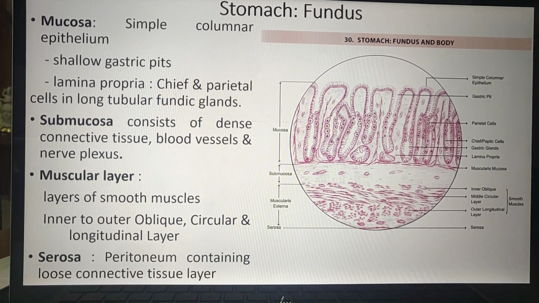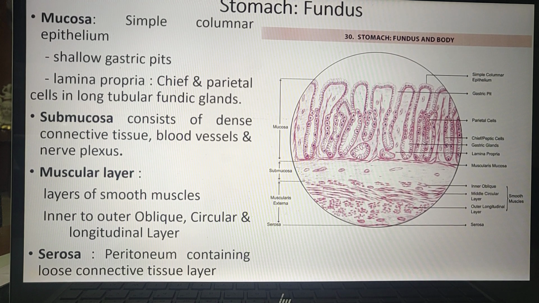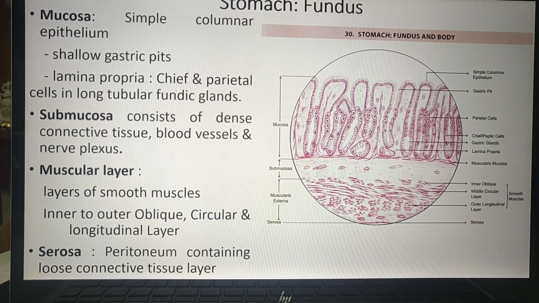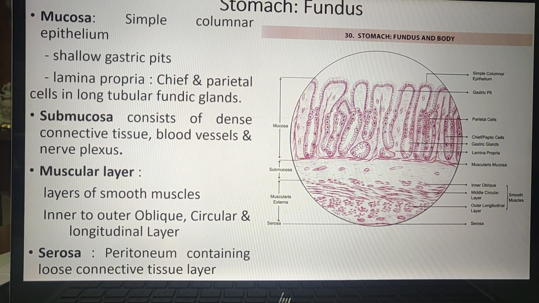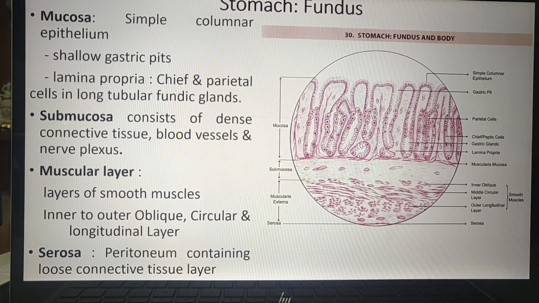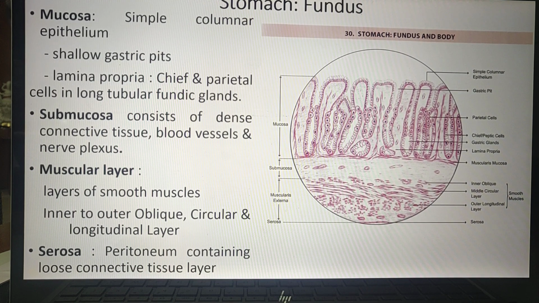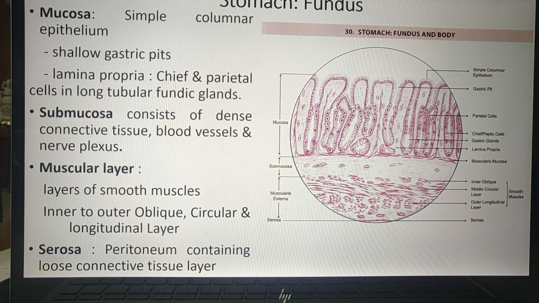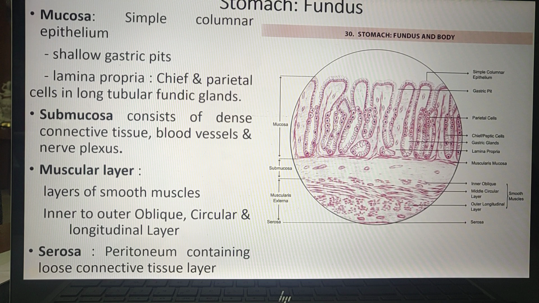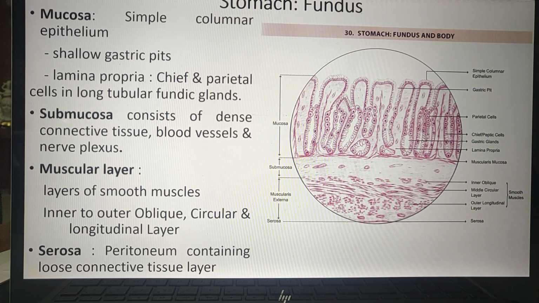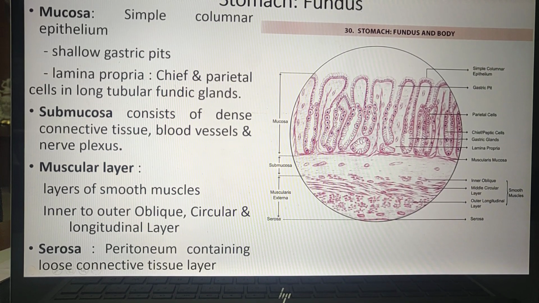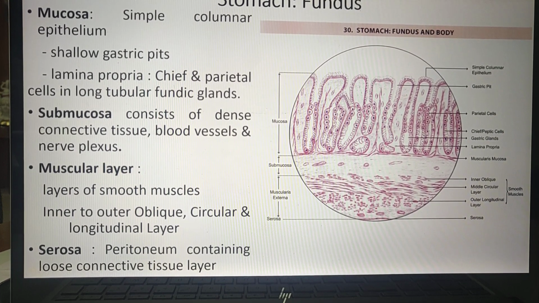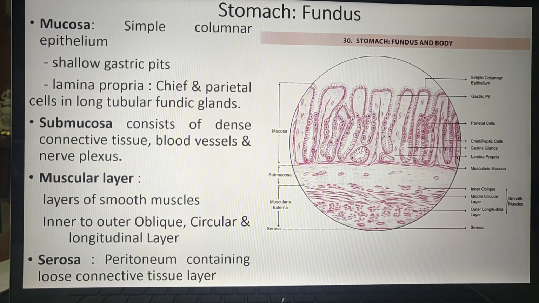The second thing you have to remember is that most of the gastrointestinal tract is lined by simple columnar epithelium, except the esophagus and the most terminal part of the anal canal, where friction occurs and there is more wear and tear. In these places there is non-keratinized stratified squamous epithelium. The muscular layer we already discussed, and the serosa is lined by the peritoneum containing loose connective tissue.